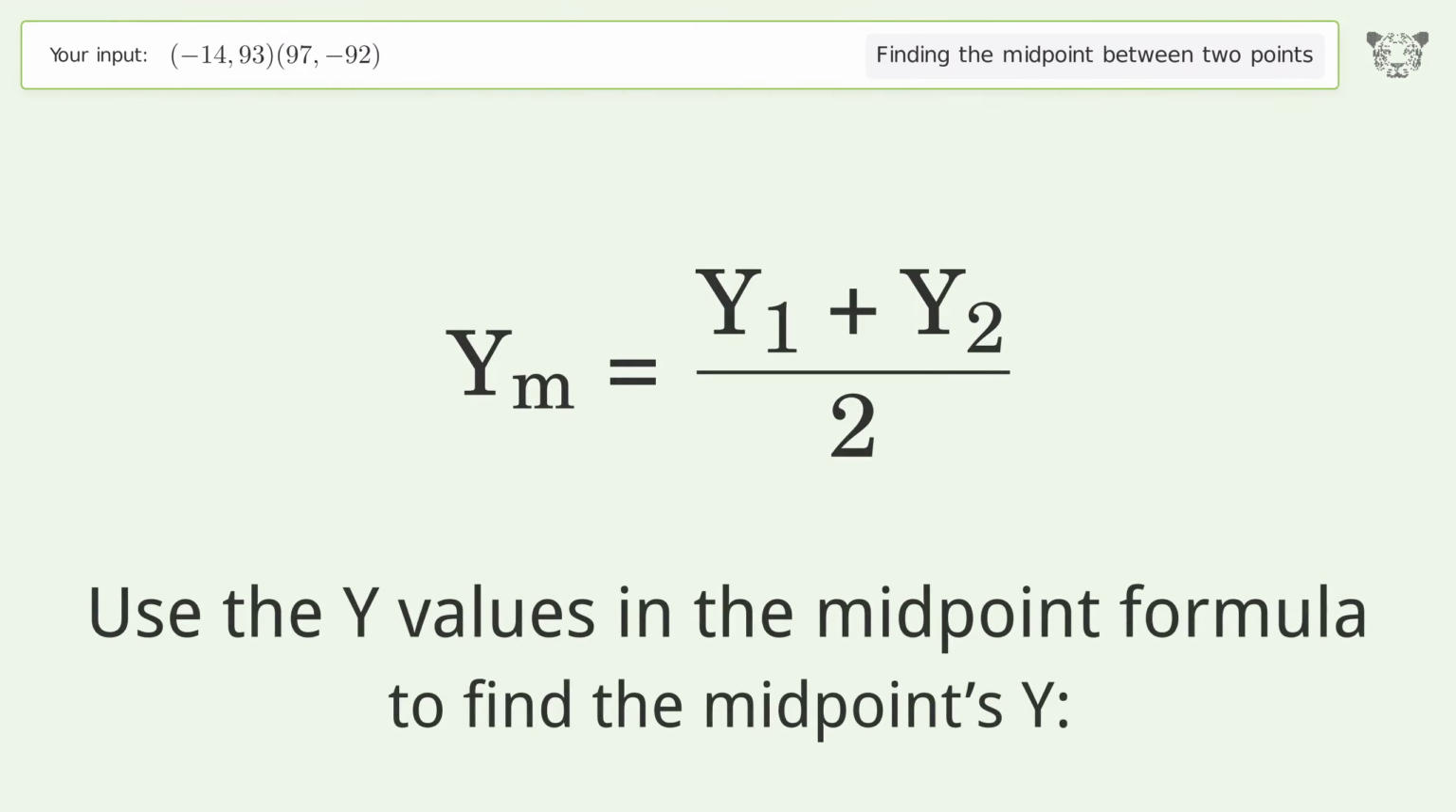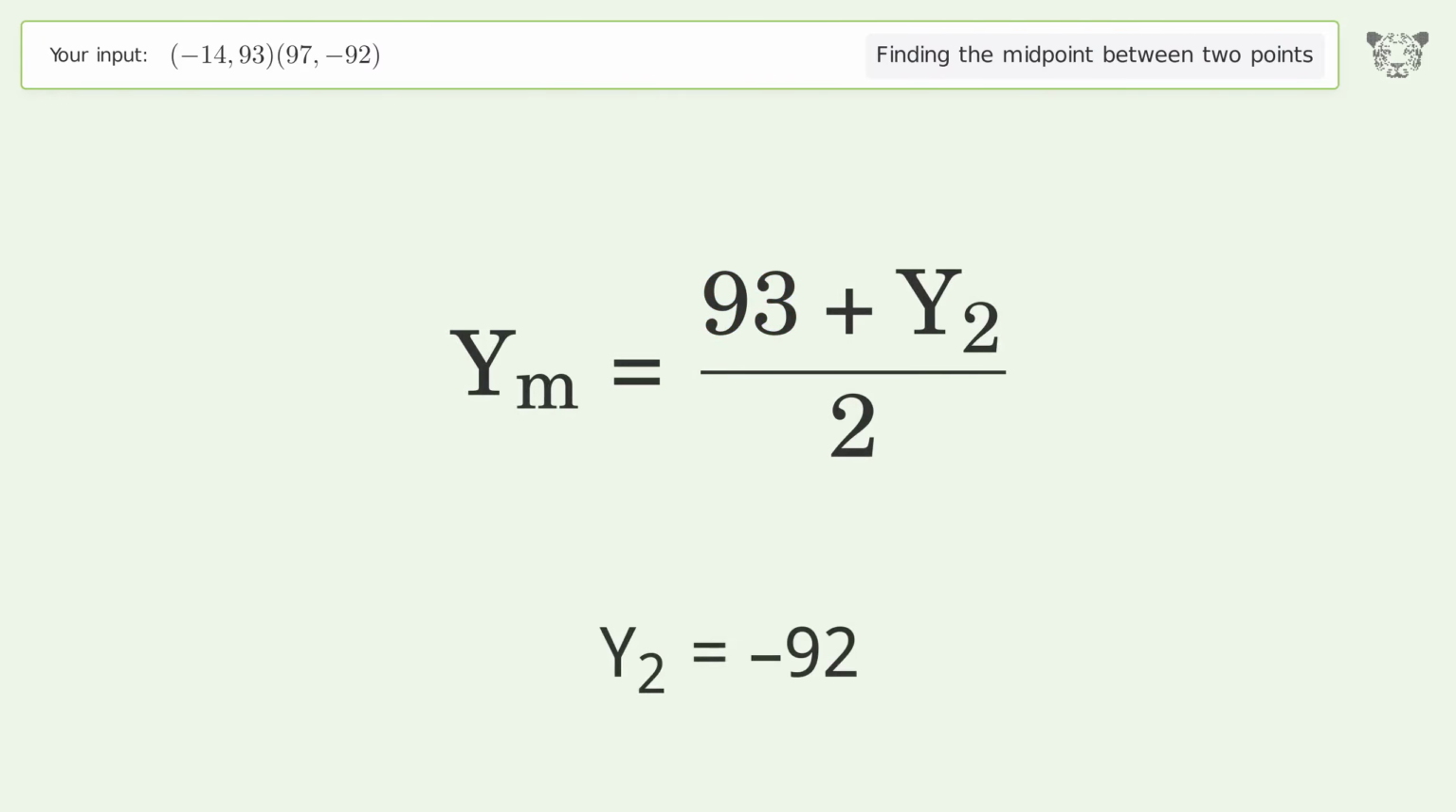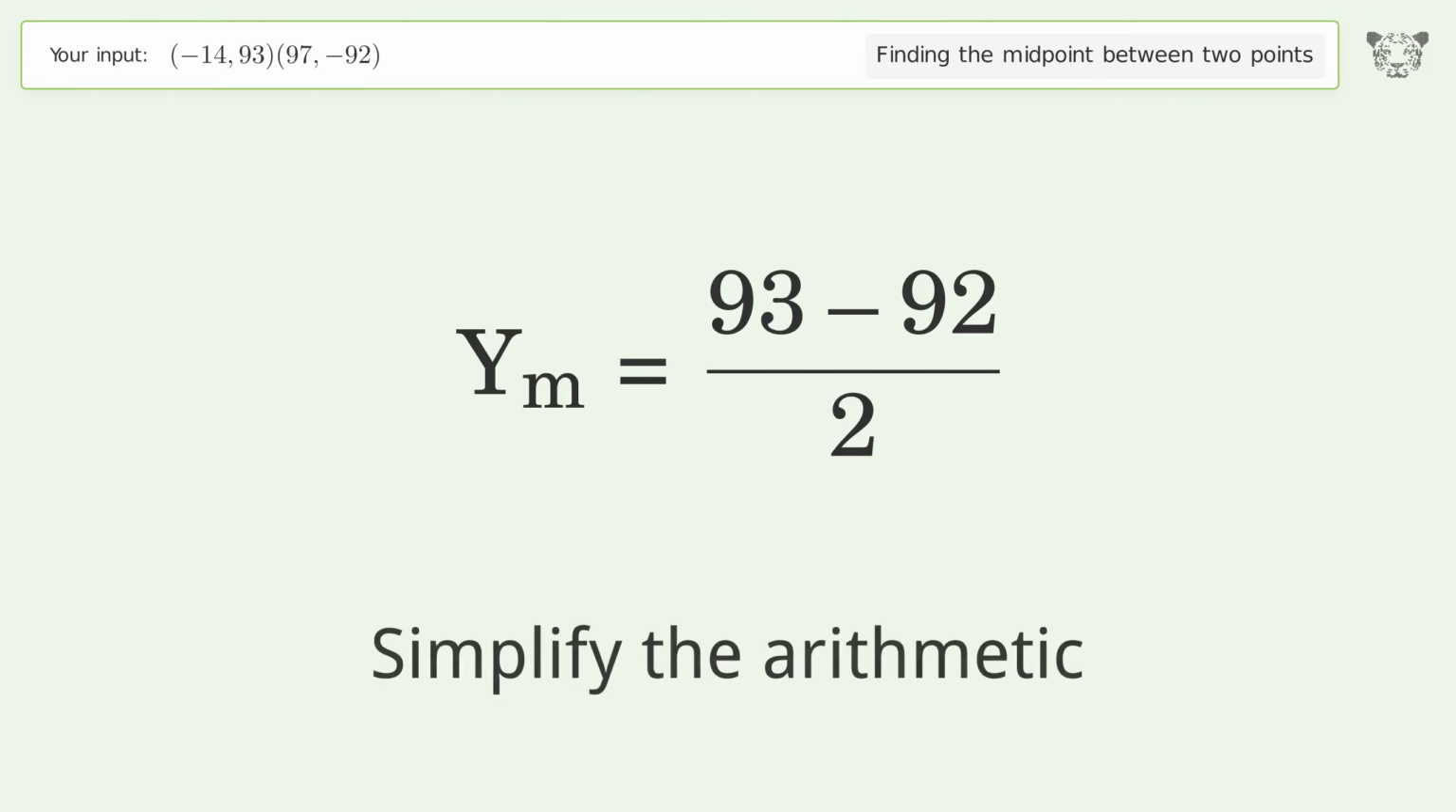Use the y values in the midpoint formula to find the midpoint's y. y1 equals 93. y2 equals -92. Simplify the arithmetic.